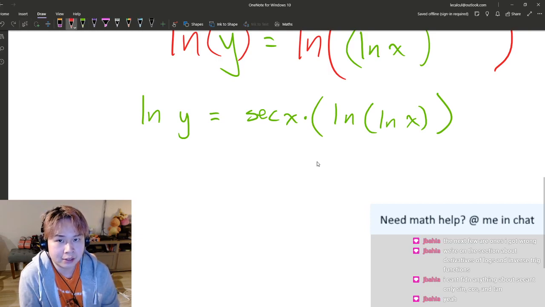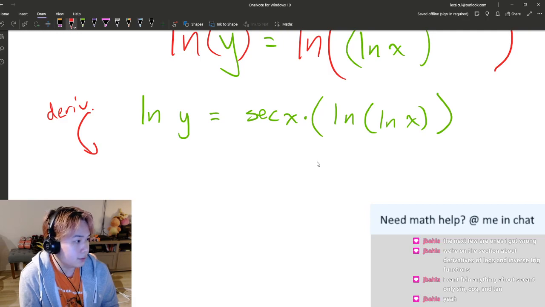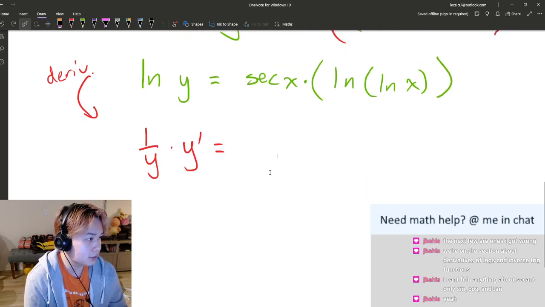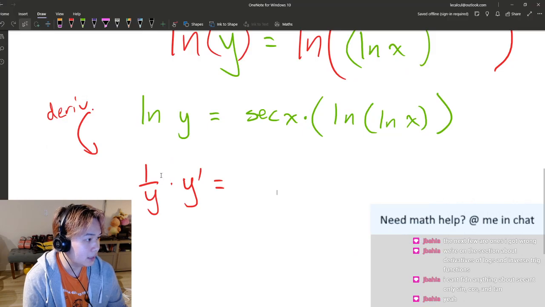So now we take the derivative of everything. On the left side, you get 1 over y, and then you chain rule with y prime, and then you figure out the right side, and then you isolate for y prime. So go from there, and then let me know how it goes.